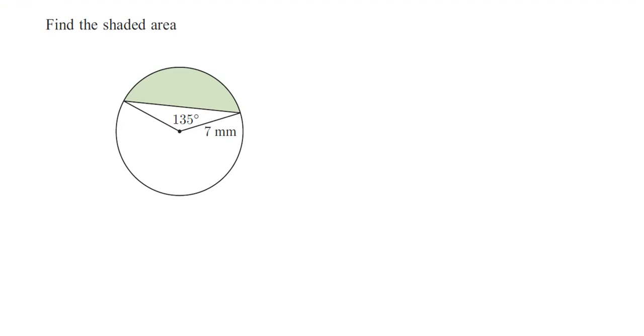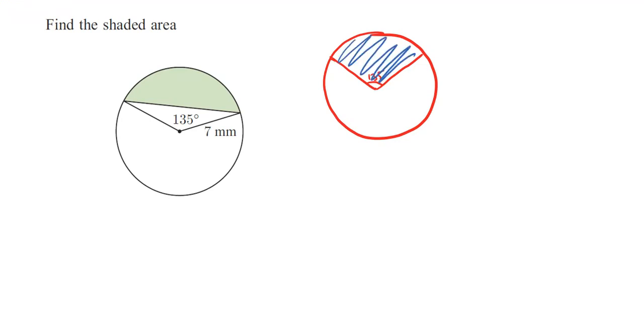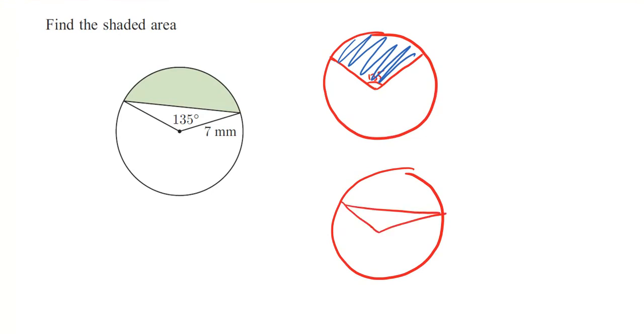Okay, so our technique is going to be the following. First of all, if we imagine this circle and we imagine a pizza slice, with that angle being 135, we're going to work out the whole area of the whole pizza slice. And then next to that, we are going to work out the area of the triangle. So we're going to work out this area here. And of course, we're going to do one, take away the other.